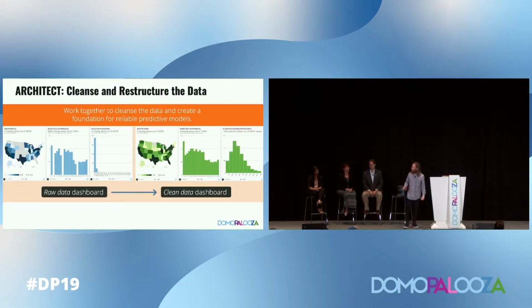So right here, you just see a quick before and after, right? That's what ugly data looks like. That's what clean data looks like, right? You don't see any missing bars there. You don't see any missing states. Super simple.